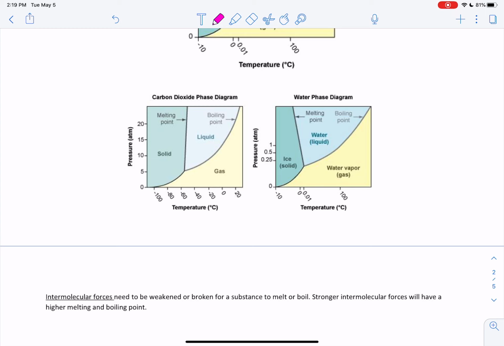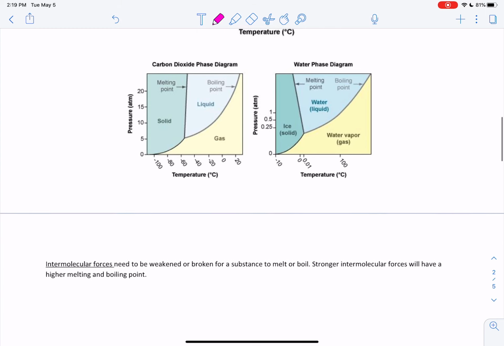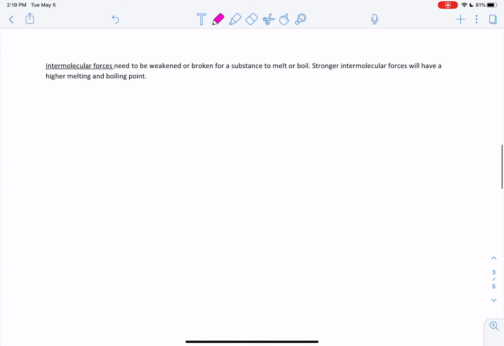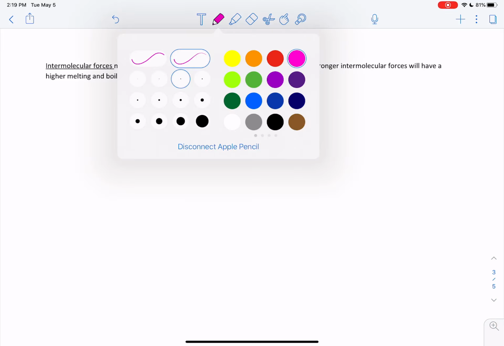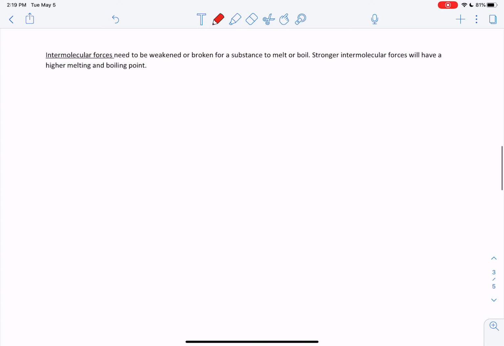Okay. All right. Now, let's relate this to intermolecular forces, which is what we talked about last time. If you are going to melt or boil something, you need to weaken or break intermolecular forces. So intermolecular forces need to be weakened or broken for a substance to melt or boil. And if they have stronger intermolecular forces, it's going to have a higher melting and boiling point. So let's look at water.